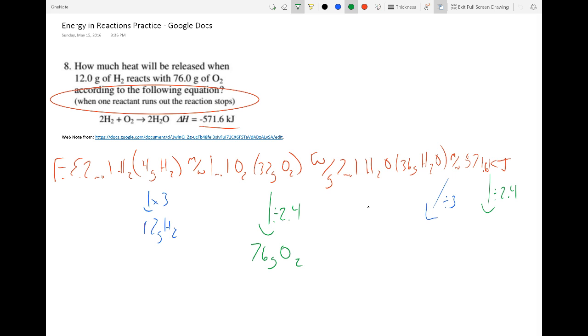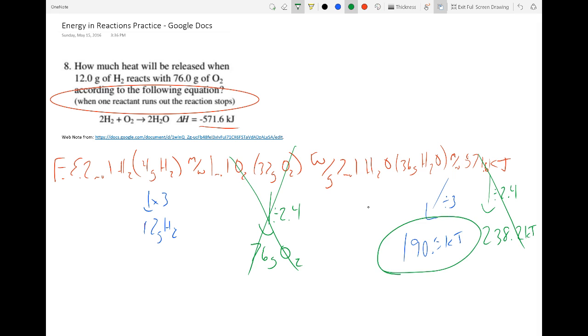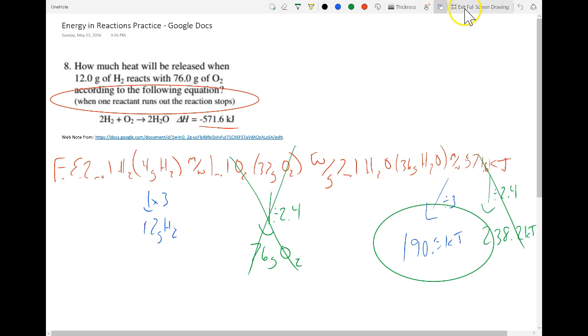So 571.6 divided by 3 is about 190 and a half. And 571.6 divided by 2.4 is going to be a bigger number, 238.2. So that one's a bigger number. That means that my limiting reactant is the hydrogen. There's how much energy I get. Hope that helps.